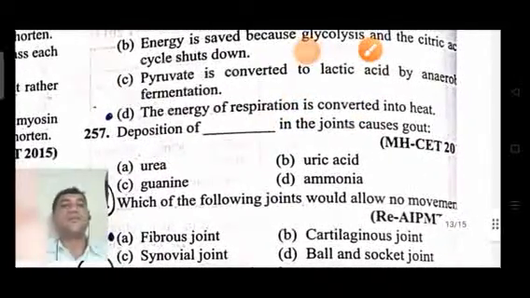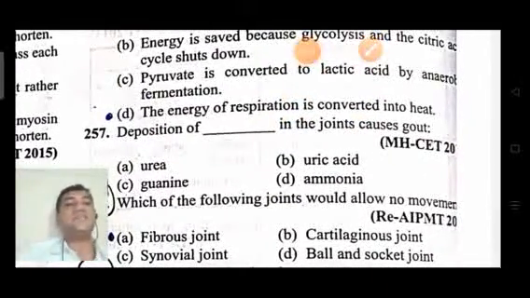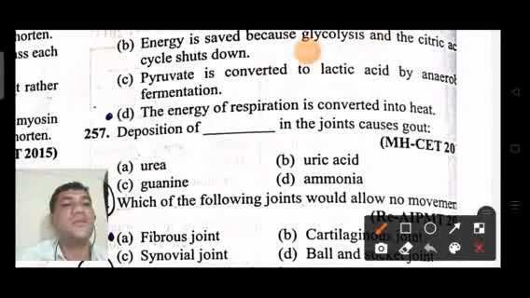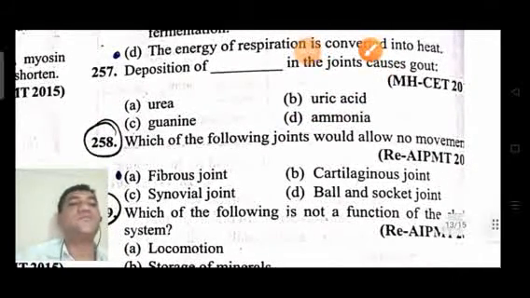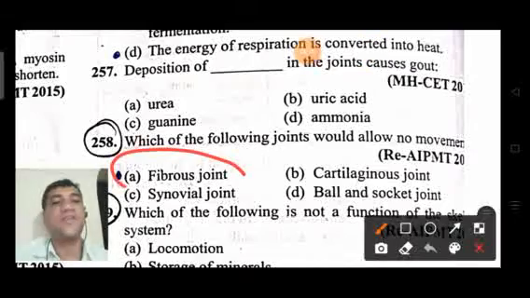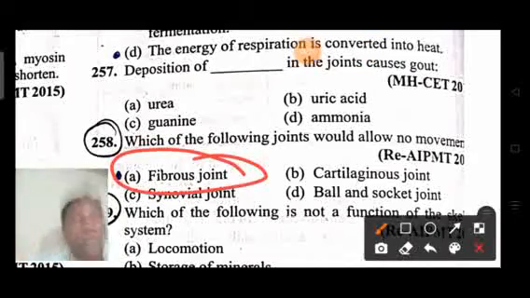Next, deposition of dash in the joints causes gout. Already you know that it is uric acid. Next, which of the following joints would allow no movement? Obviously, we have already been discussing that a fibrous joint does not allow any movement.